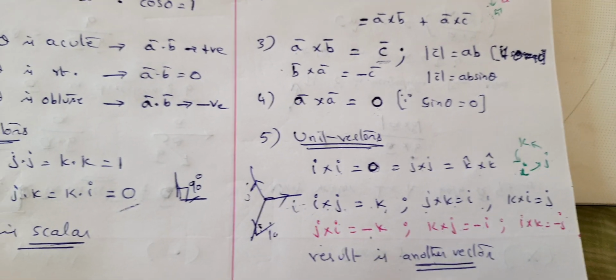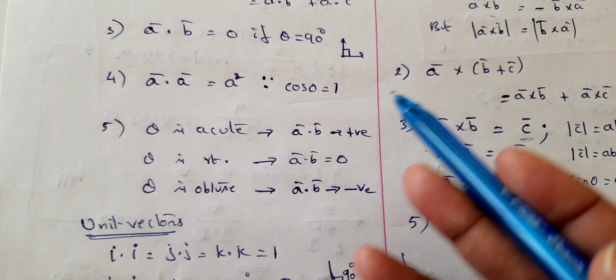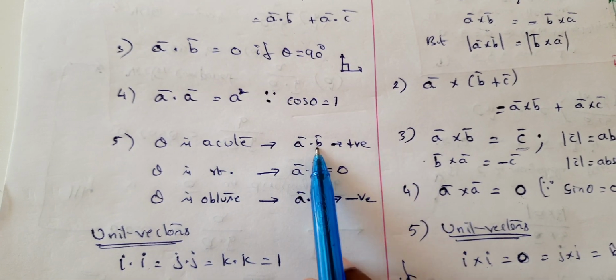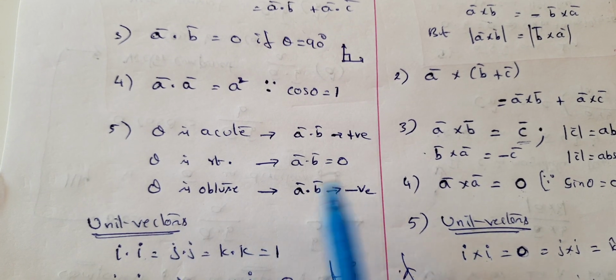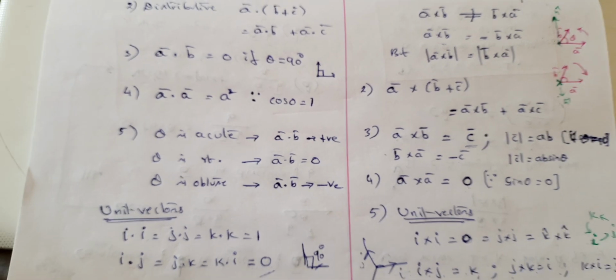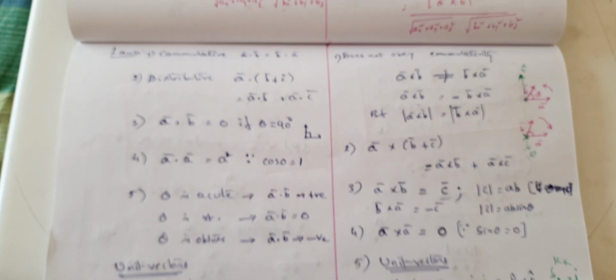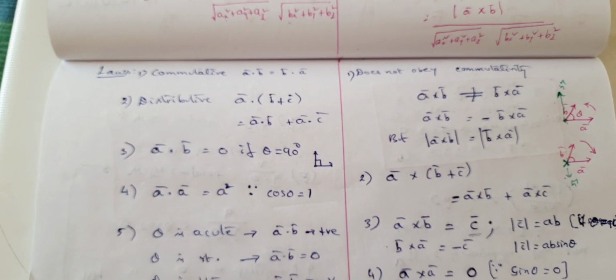So when it comes to just casually, you can go with: if theta is acute, then a bar dot b bar is positive; if theta is a right angle, a bar dot b bar is 0. So these are all the things that everybody can do. So chalo, come on, pause for a moment and then note it down.